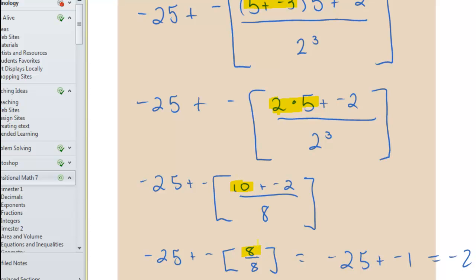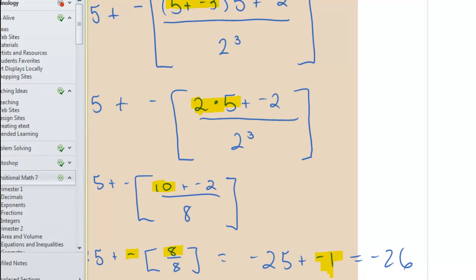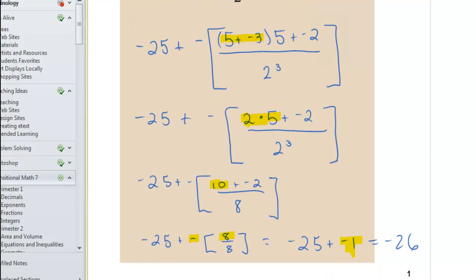Next, I have to continue simplifying my numerator, so I add the 10 plus the negative 2 to get 8. Then I'm going to have to divide the 8 by 8 to get this negative 1 before I can complete my addition. And I have an opposite symbol outside of 8 divided by 8, so instead of it just being 1, it is a negative 1. And then my final answer is negative 26. Here's the problem in its entirety so you can check.